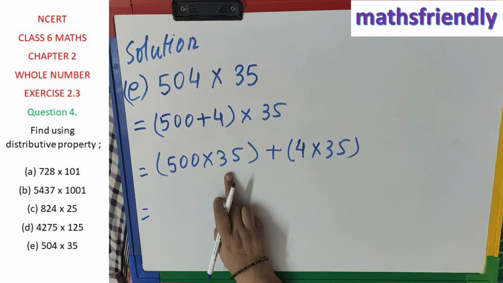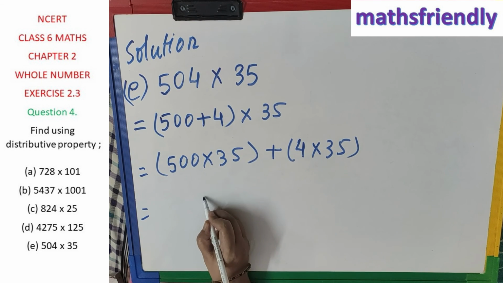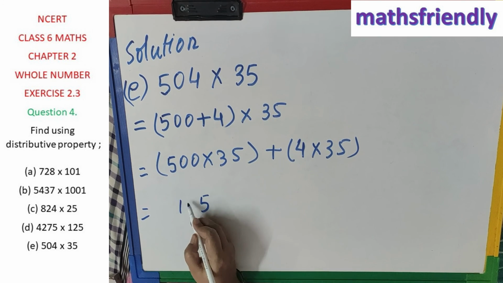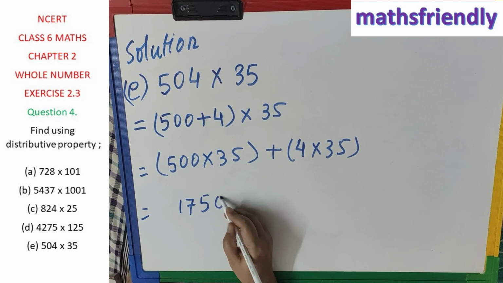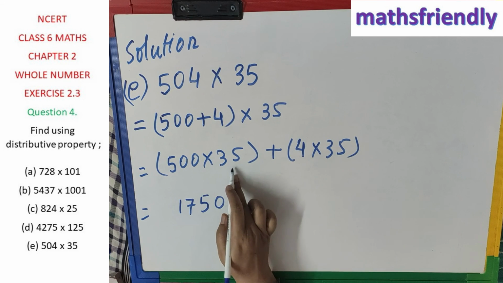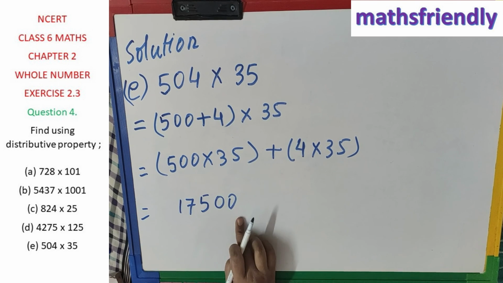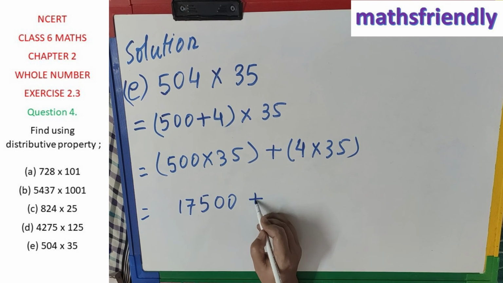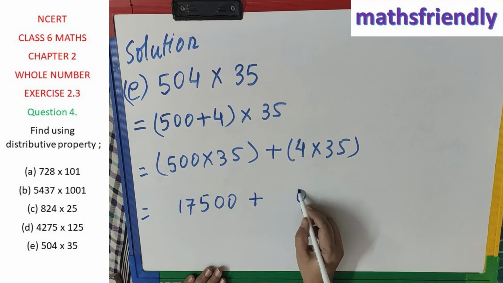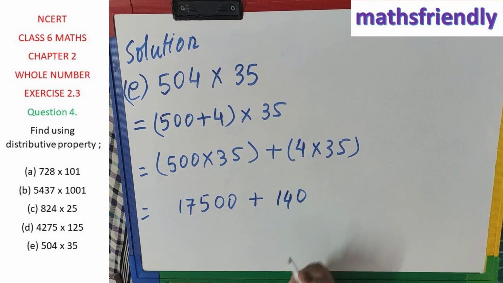So 5 multiplied to 35, what will be there? 5 multiplied by 5, 5 5s are 25, 2 carry, 5 3s are 15, 17, so 17, and these two zeros. Okay, understood how this multiplication is done? 5 is multiplied to 35 written here, and the 2 zeros, right? The plus sign is there. 4 will be multiplied to 35. 4 5s are 20, 2 carry, 4 3s are 12, 14. So it will be this one.